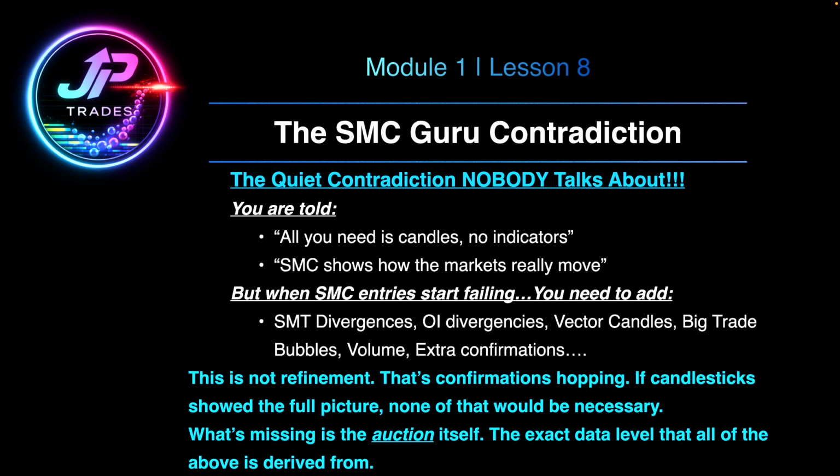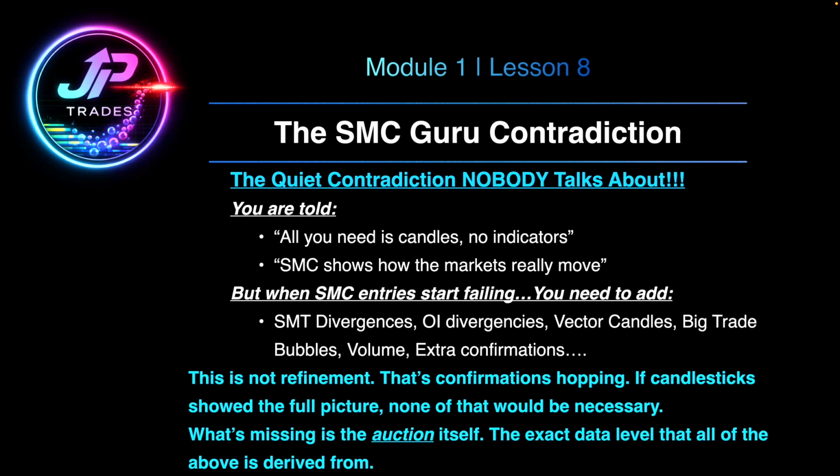This is where the contradiction shows itself. Traders are told you don't need indicators. Candlesticks and structure are enough. But when the entry model starts failing, the famous order block, structure shift, retest model keeps losing, the solution suddenly becomes another confirmation. And this is where most traders get stuck. They're not just strategy hopping, they're confirmation hopping, they're entry model hopping. They're hopping from one filter to the next.